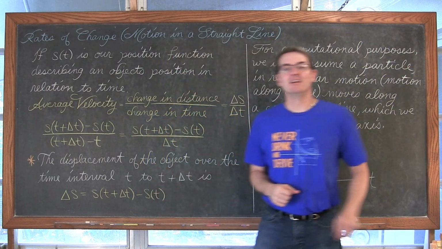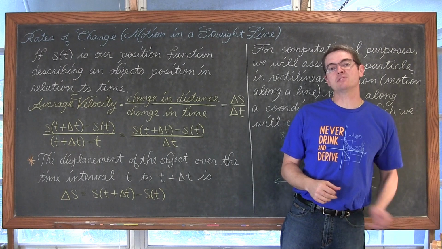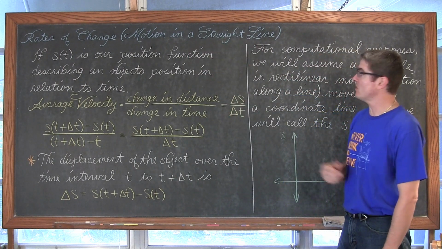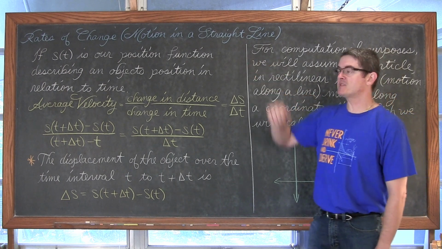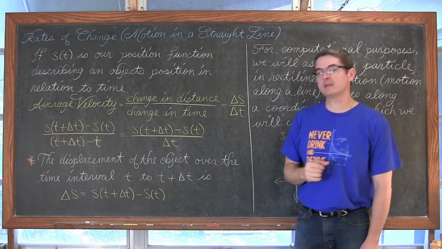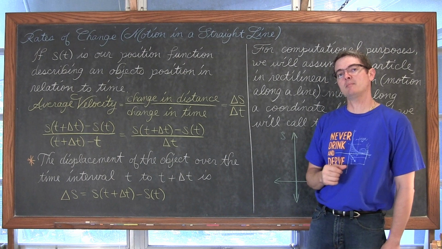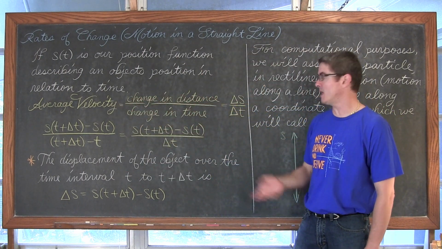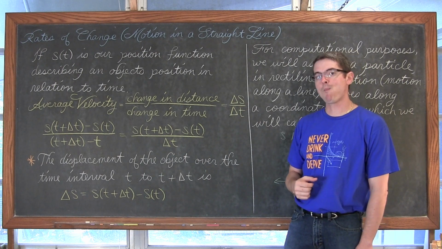Mr. Giroux, in this lesson we're going to be taking a look at rates of change, or motion of a particle or object along a straight line. If s of t is our position function describing an object's position in relation to time, we have the average velocity, which is change in distance over change in time, or delta s over delta t.